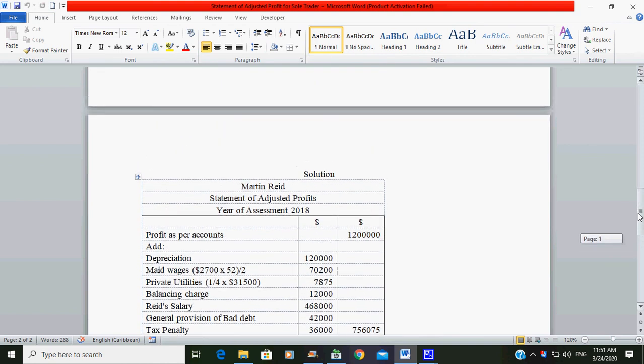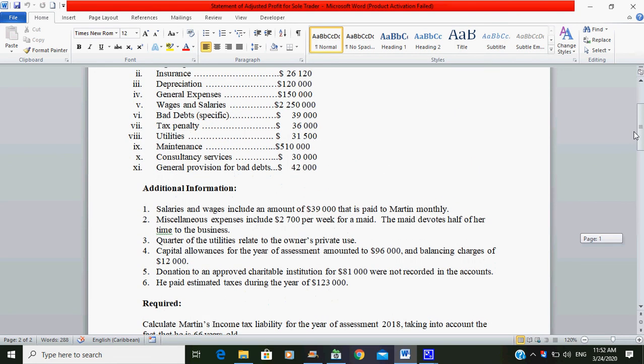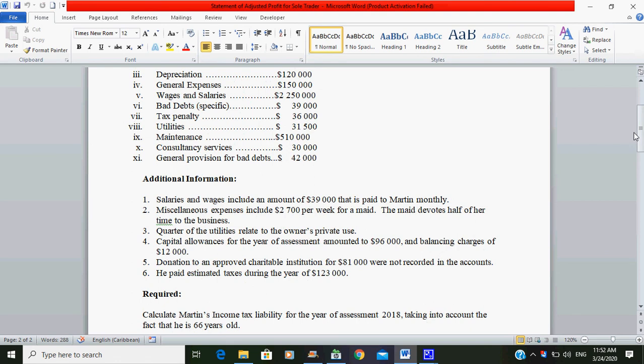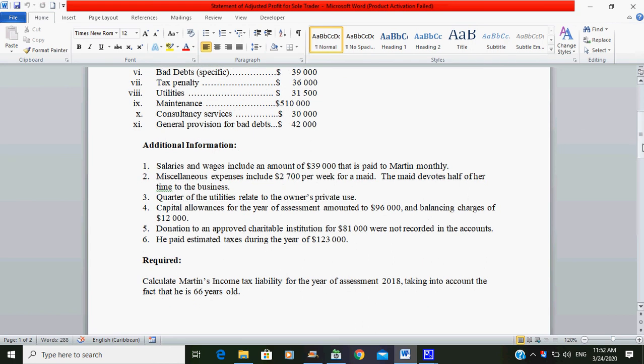Go back to the video again, and go back to your notes as well to remind yourself of what was done here. The aim of the matter is to adjust the profit by adding back what should not have been deducted, and also subtracting what should be subtracted.